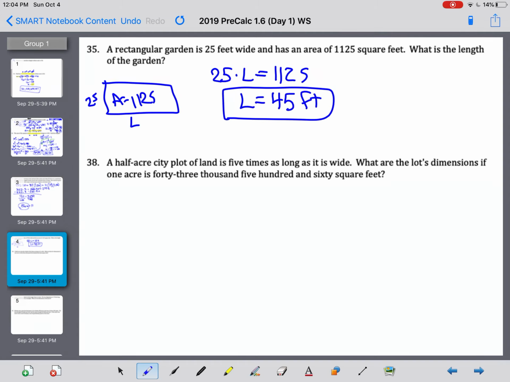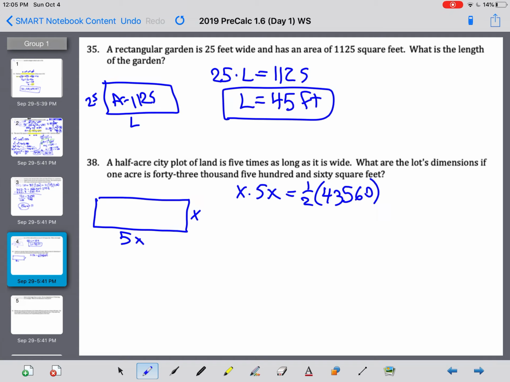Okay. It says a half-acre city plot of land is 5 times as long as it is wide. Okay, so if this is x, this is 5x. What are the lot's dimensions if 1 acre is 43,560 square feet? So I have to go ahead and say that x times 5x is going to equal 1/2 of 43,560. Okay. So that's going to give me 5x squared.